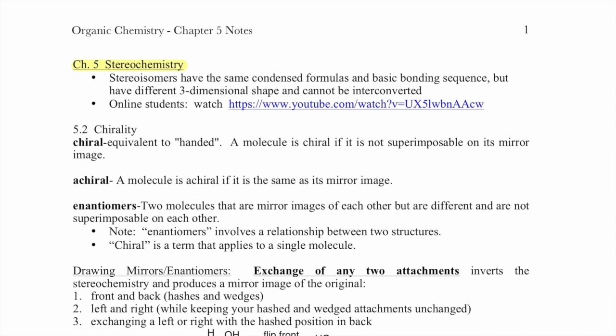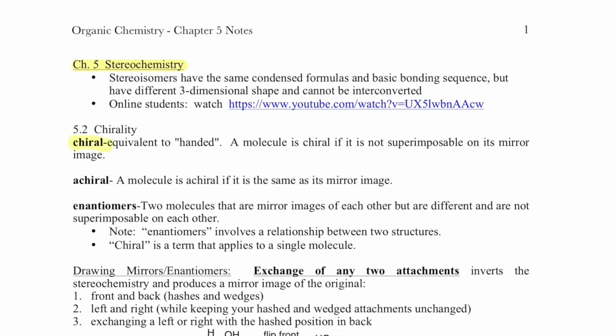So the big first term that we're going to learn about today is a thing called chirality. Chirality is basically a fancy way, or a different kind of word, of saying handedness. So you like right-handedness or left-handedness when you're talking about a compound. And I will try to help explain what that means.